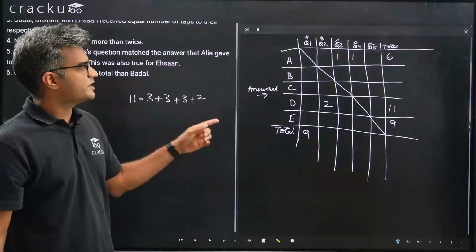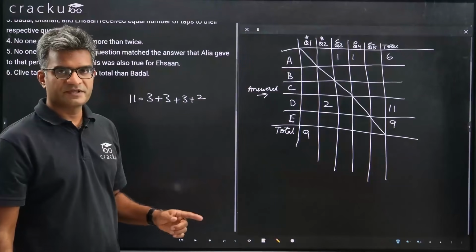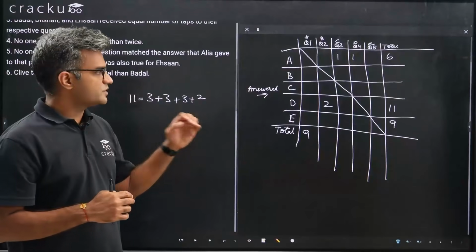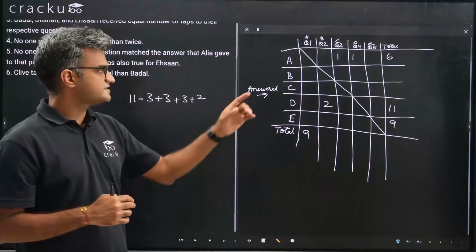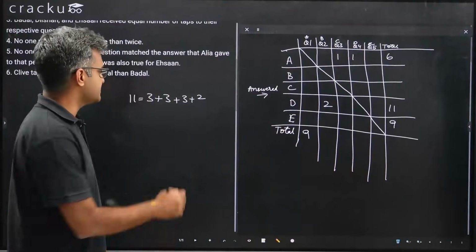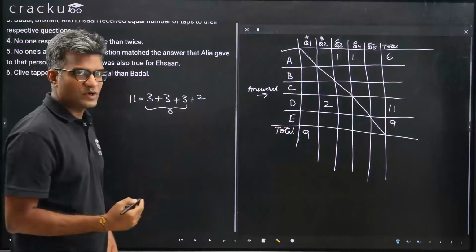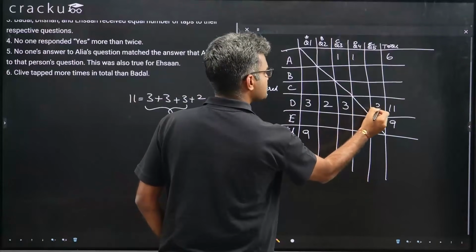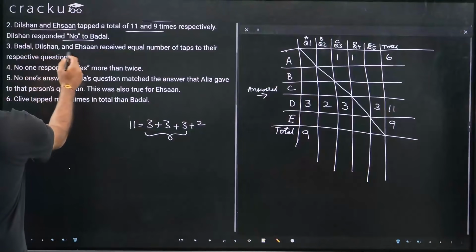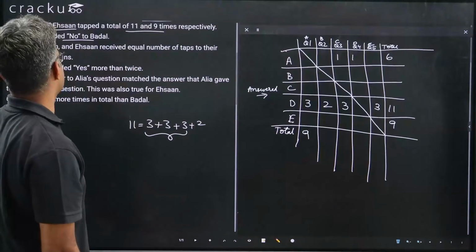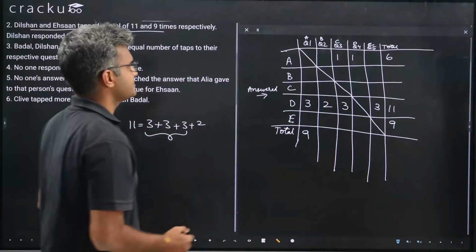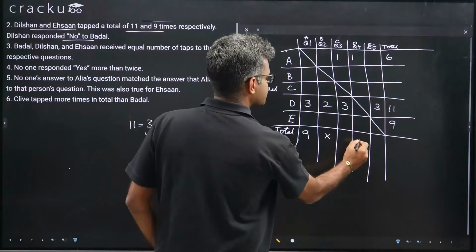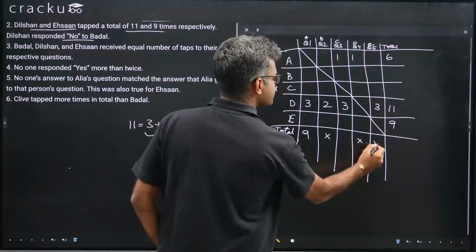Because what can be the total number of taps that anybody can do? They're responding to 4 questions. The maximum number of taps for each question is 3. So the total can be at max 12. If it is already 11, the possibility is that there are 3 3s and 1 2. So this would imply that this has to be a 3, this has to be a 3 and this has to be a 3. We are told that Badal, Dilshan and Hassan received an equal number of taps for their respective questions. If they received an equal number of taps, Badal has to be X, Dilshan has to be X and Hassan has to be X.